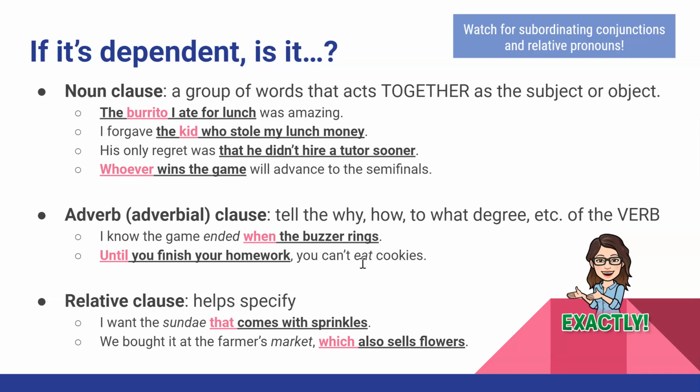Okay. Now finally, we hinted about this earlier, but if you've got a relative pronoun, it kicks off a relative clause. Which sundae do I want? The one that comes with sprinkles. What about the farmer's market? It's the one which also sells flowers.